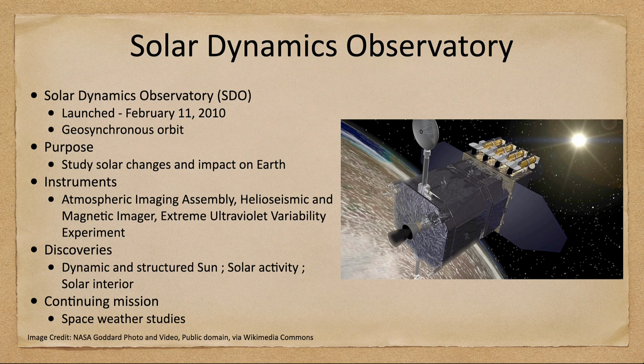So the Solar Dynamics Observatory, or SDO, is a NASA mission designed to study the sun as a dynamic, ever-changing star. Launched on February 11th of 2010, SDO continuously monitors the sun with unprecedented detail, allowing scientists to observe how the solar activity evolves over time.